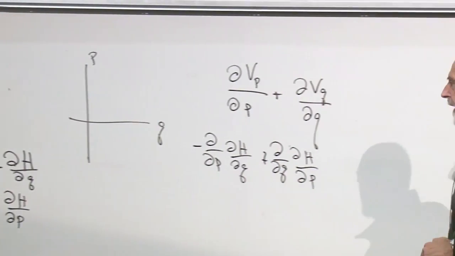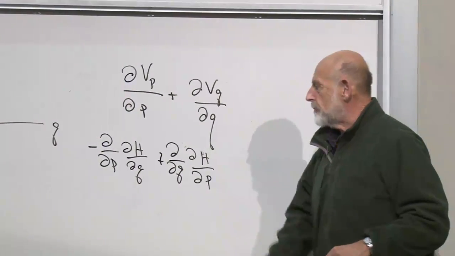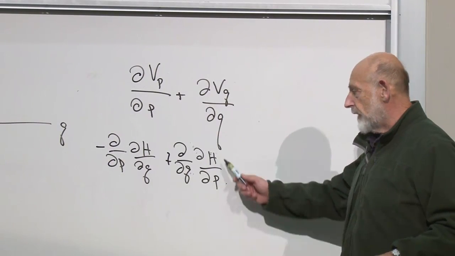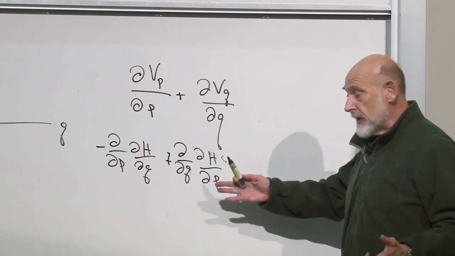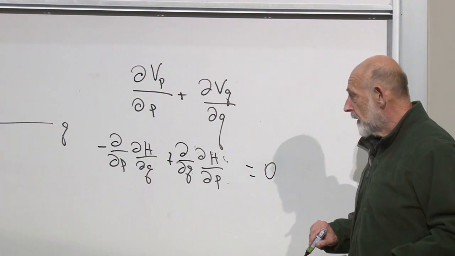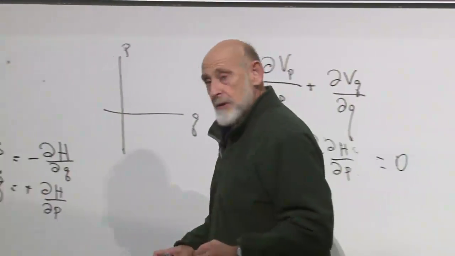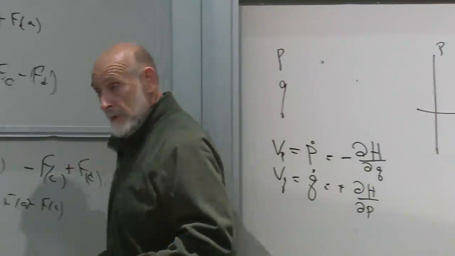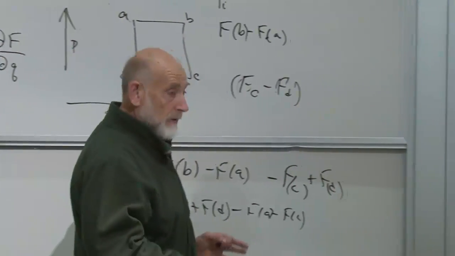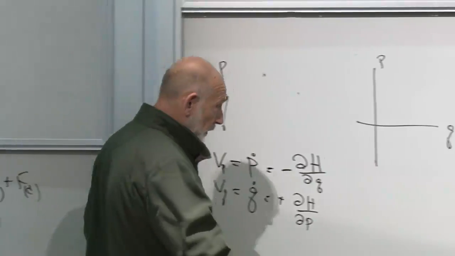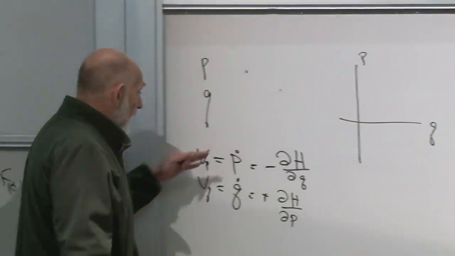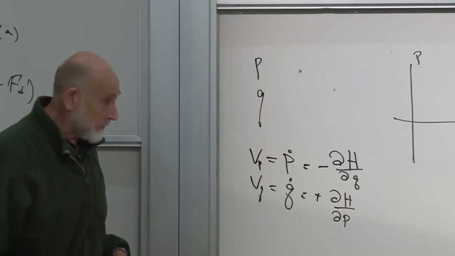This is an example here. The second derivative with respect to P and Q of H is the same as the second derivative with respect to Q and P of H. So what's the net upshot? This is 0. This is Liouville's theorem, that the flow is without any compression or decompression, that the divergence of the flow vector is 0. And it's a consequence of Hamilton's equations.